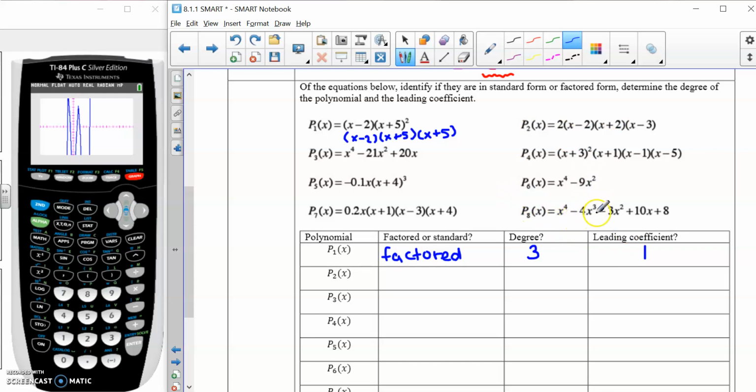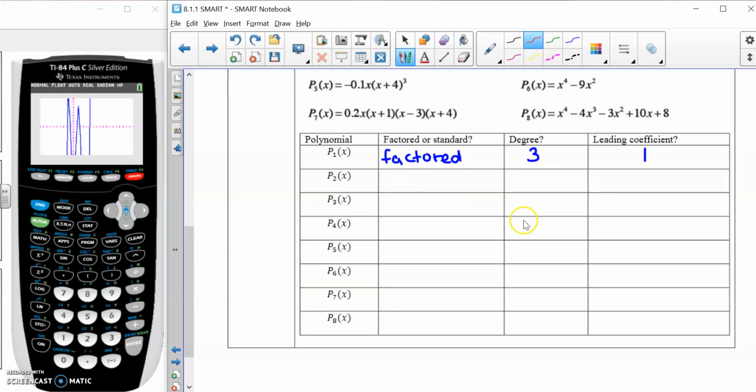Let's do a standard form one. Let's do number 8. So for 8, we know that this is in standard form. That's pretty obvious because there are no parentheses. The degree is going to be the highest exponent on an x term, so this 4 is going to be your degree. Okay, and the leading coefficient is the coefficient or the number attached to that term with the degree. So this x to the 4th is the one we're looking at, and because there's no number attached to it, we're going to assume it is 1.